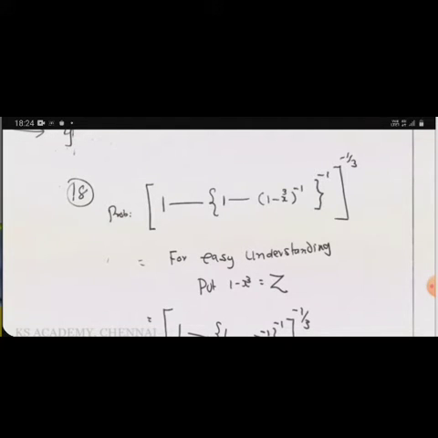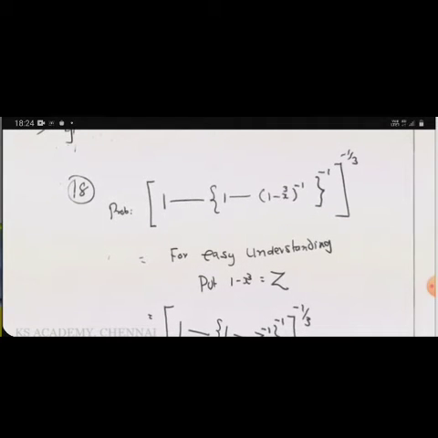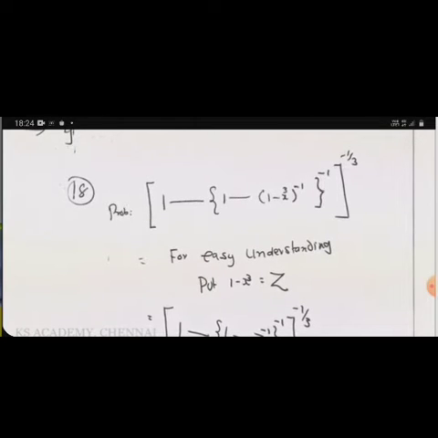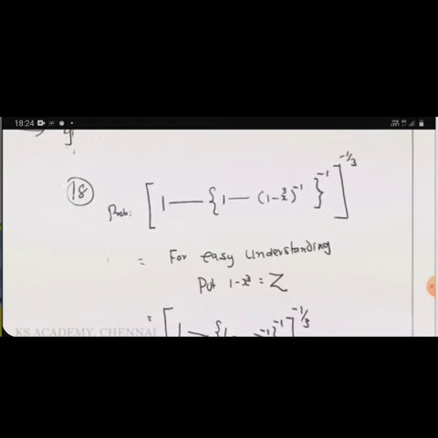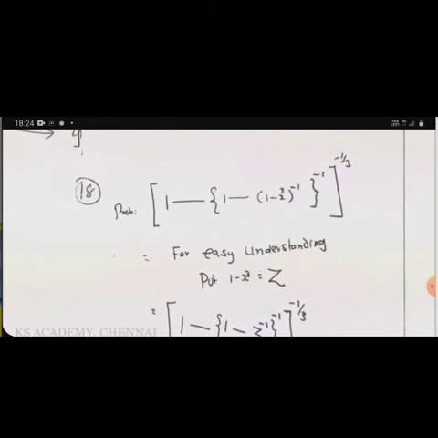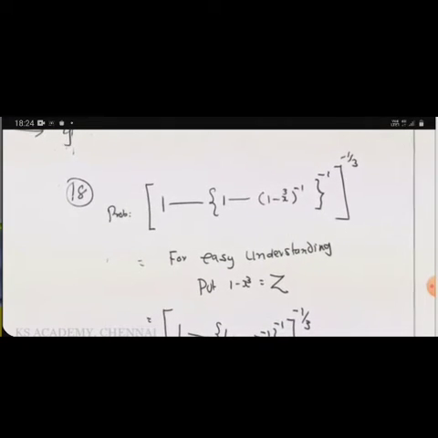Z power minus 1, single term. Two terms means bracket required. Single term, no bracket. One bracket vanished. What is the meaning of z power minus 1? 1 by z. Meaning of negative power.